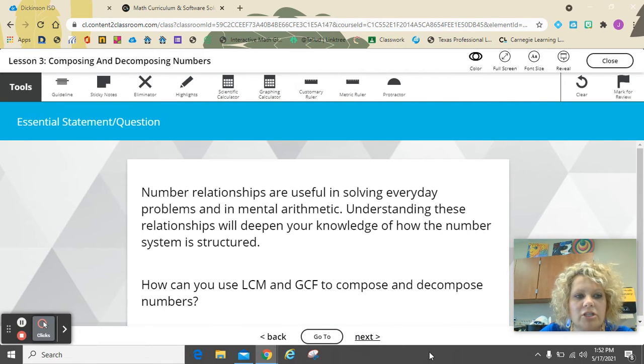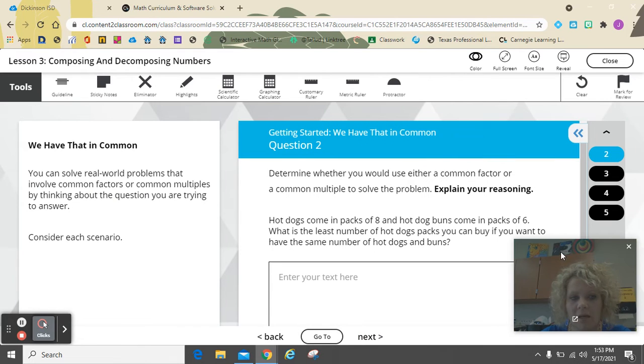So number relationships, this is our essential statement or question. Number relationships are useful in solving everyday problems and mental arithmetic. So understanding these relationships will deepen your knowledge of how the number system is structured. And we're going to be talking about the least common multiple and greatest common factor. So the question that we want to answer today is, how can you use least common multiple and greatest common factor to decompose and compose numbers? So we have that in common.